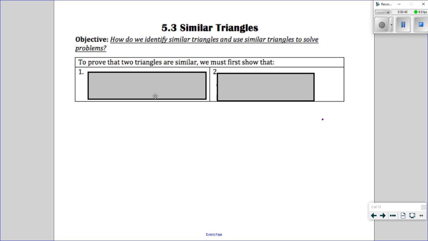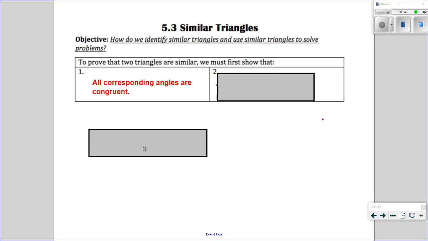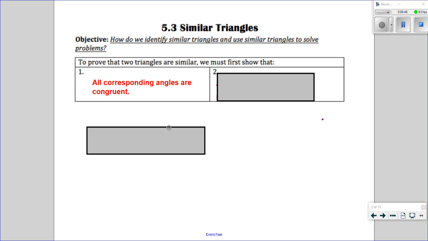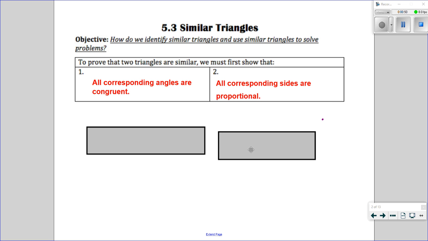So to prove that two triangles are similar, we must first show that all corresponding angles are congruent, and then second, all corresponding sides are proportional. So remember with congruent triangles, the angles are congruent and the sides are congruent. But with similar triangles, the angles will be congruent, but the sides will be proportional.